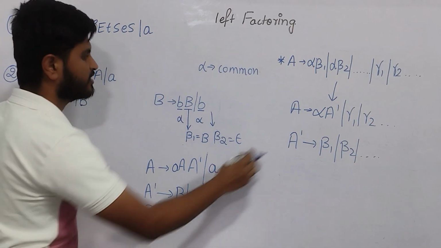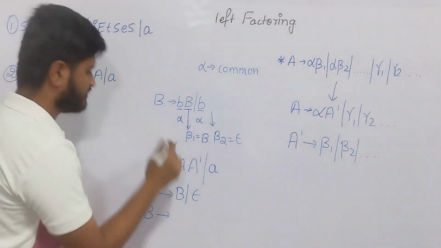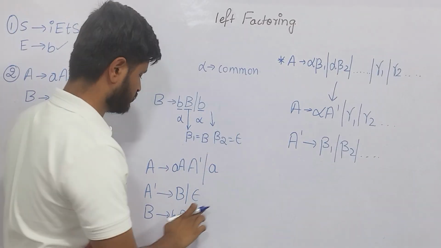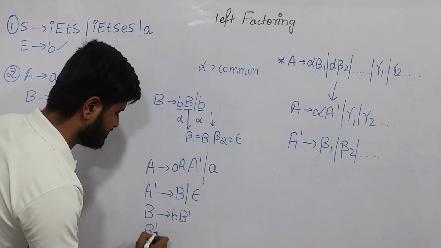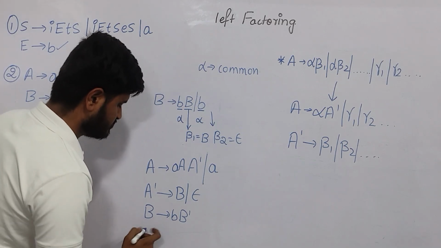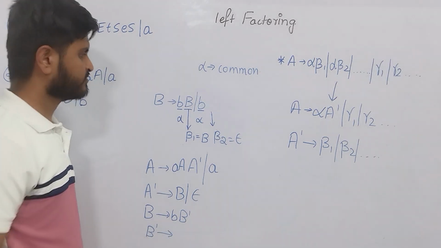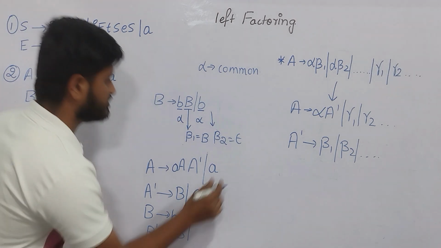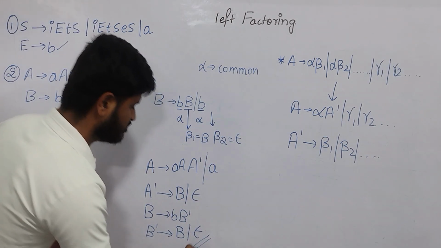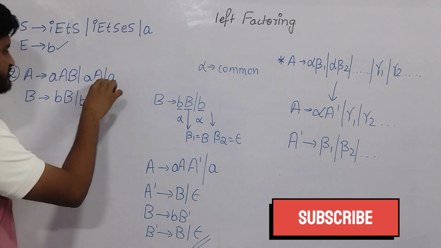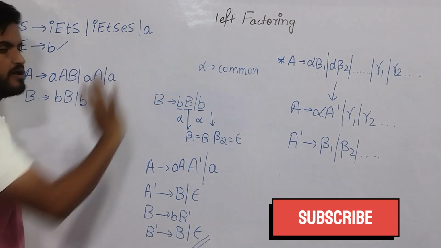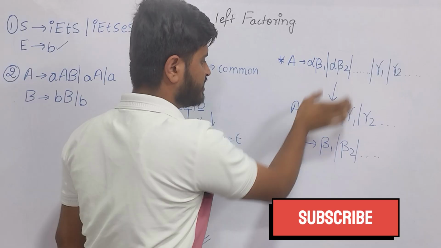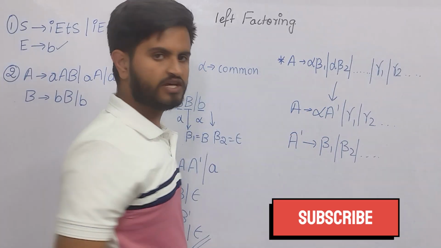B producing alpha B dash. So the alpha value is small letter b, B dash slash. Is there any gamma value? No, a gamma value is not there. Next, B dash producing beta 1, beta 2, like that you must write. What is the value of beta 1? Capital letter B. What is the value of beta 2? It is epsilon. So if you see, we have converted these two forms into these two forms using left factoring. So just keep in mind this generalized format and how you want to convert the forms into the given generalized format.